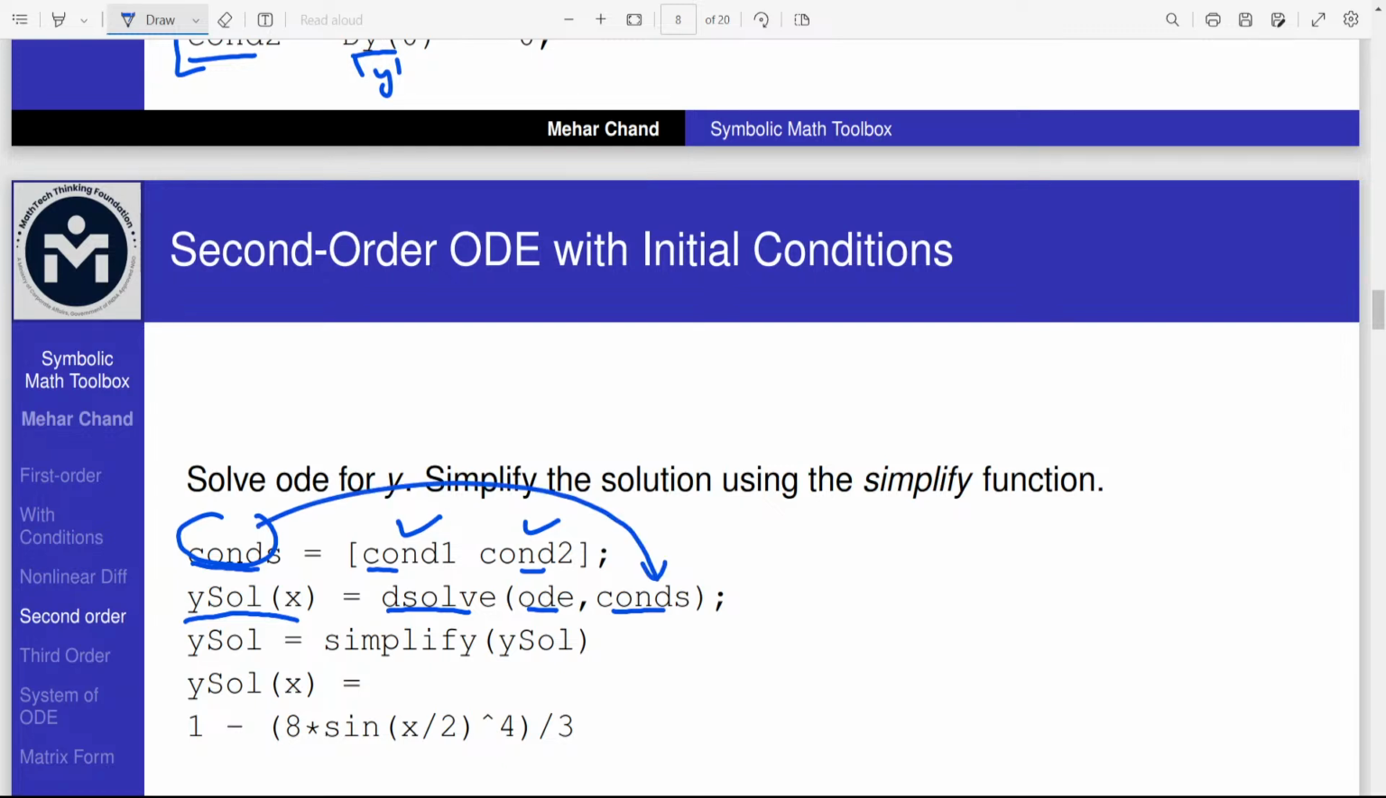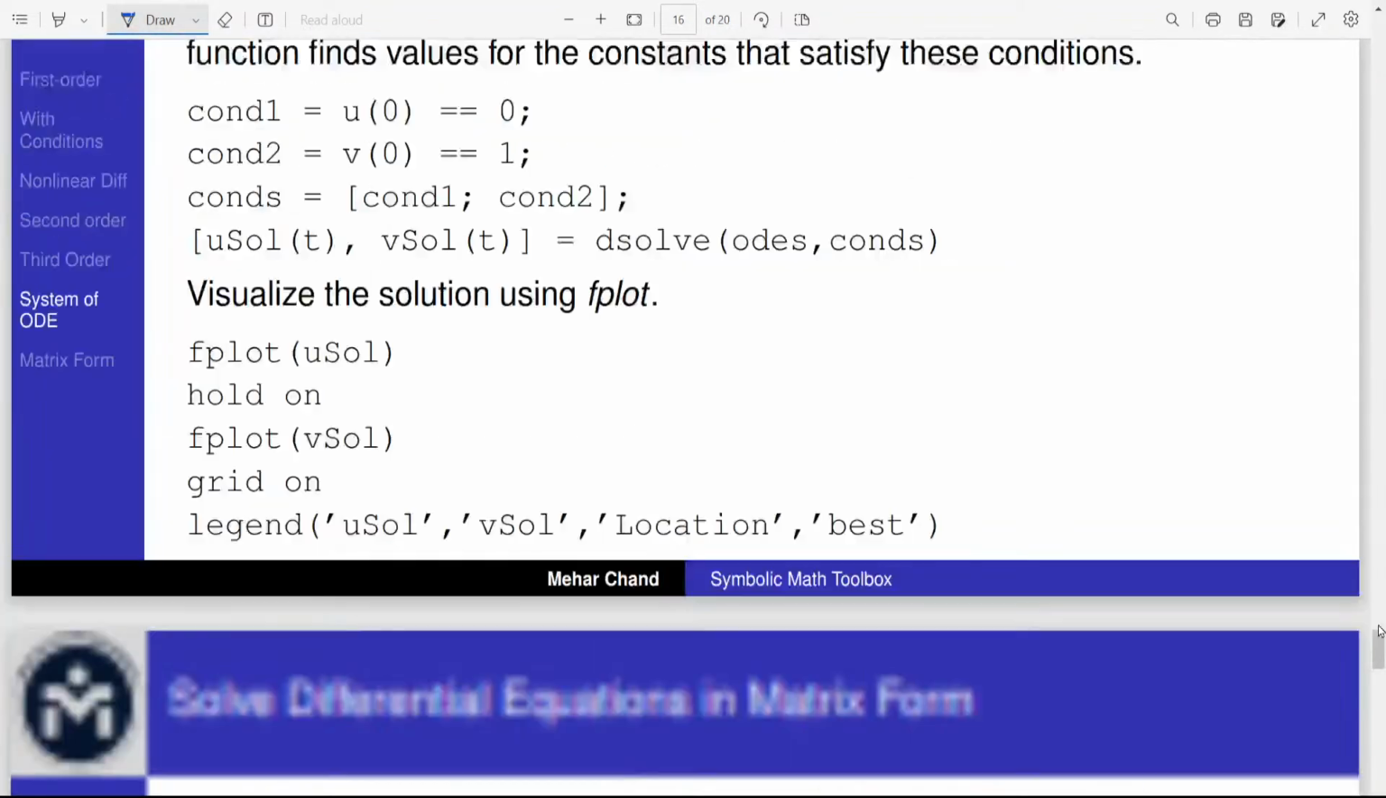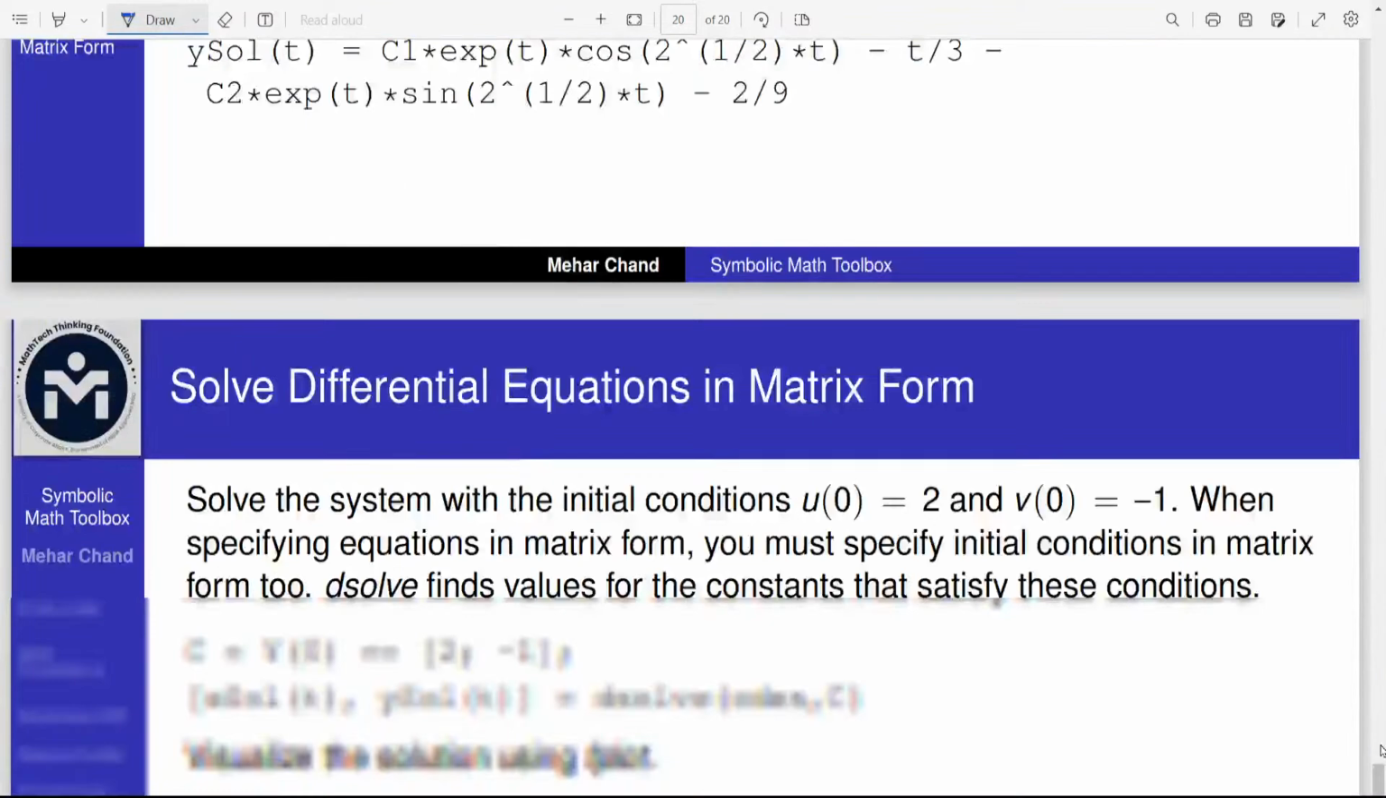Then when you execute this statement, after that we need to simplify. When you use the simplify function, this will simplify the solution, and after simplifying you will have the corresponding solution of the above equation. So now we can try this process in MATLAB. Sorry, what happened? Okay.